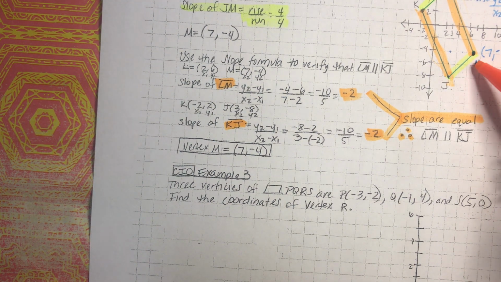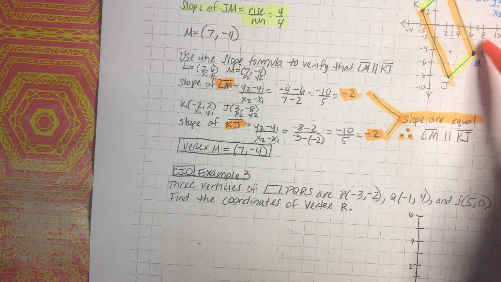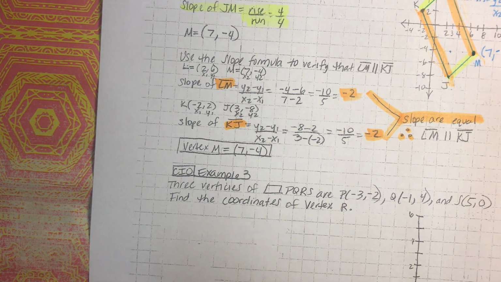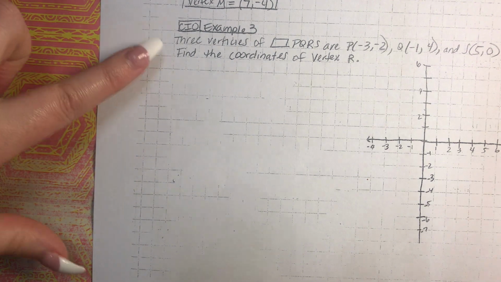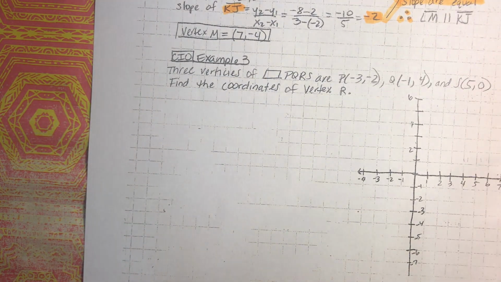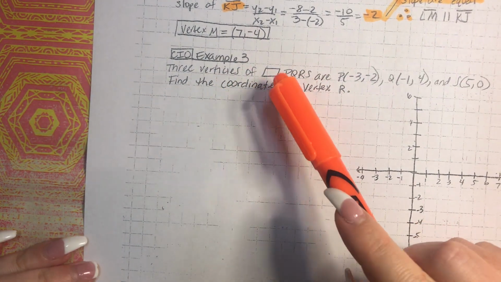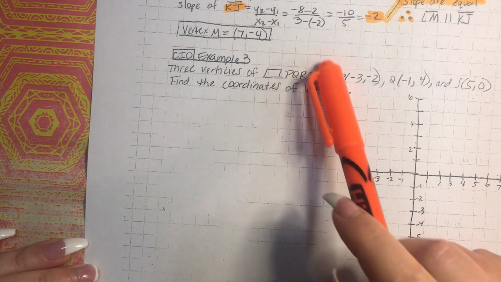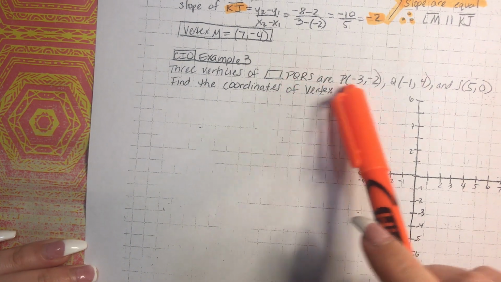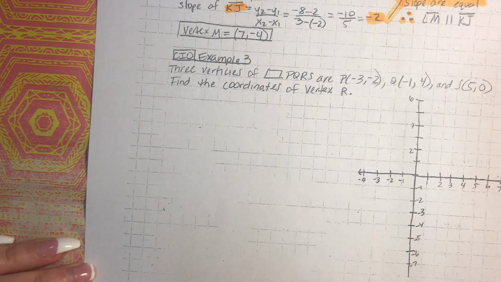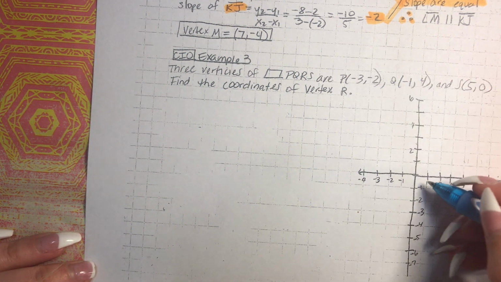Okay? Because if it is, that means that these slopes are going to have to be the same. All right, perfect. Let's go ahead and try this again with example 3 here. It says 3 vertices of parallelogram PQRS, and remember, that's telling us the order. It's super important. Are P, negative 3, negative 2.